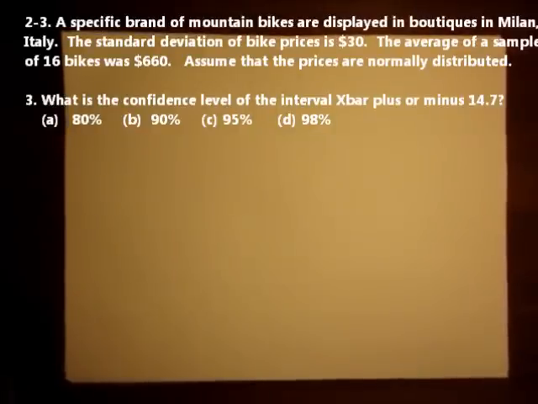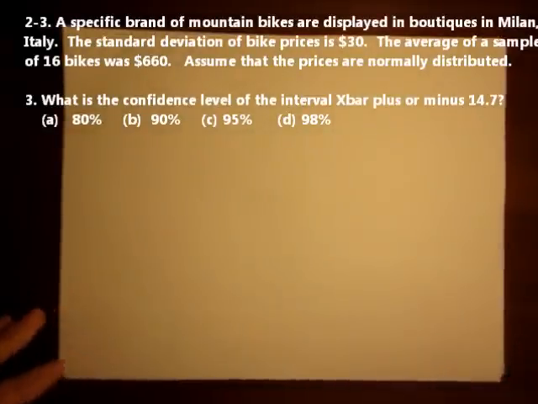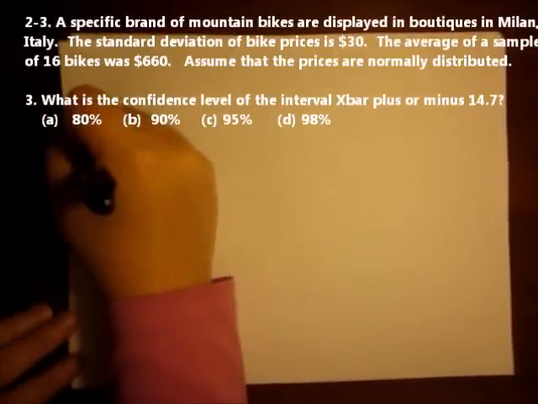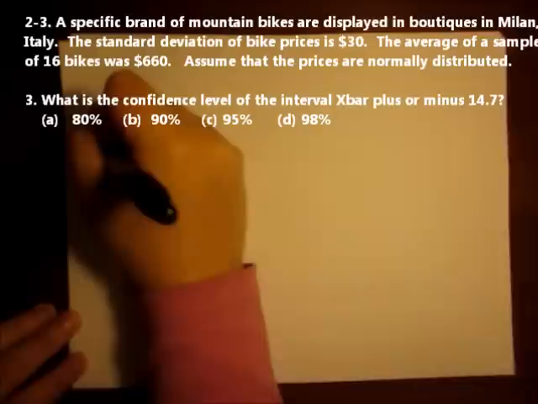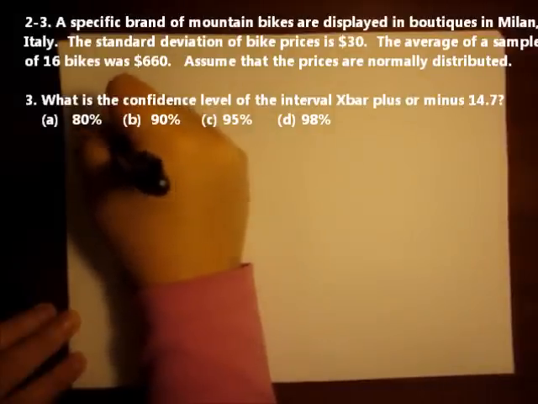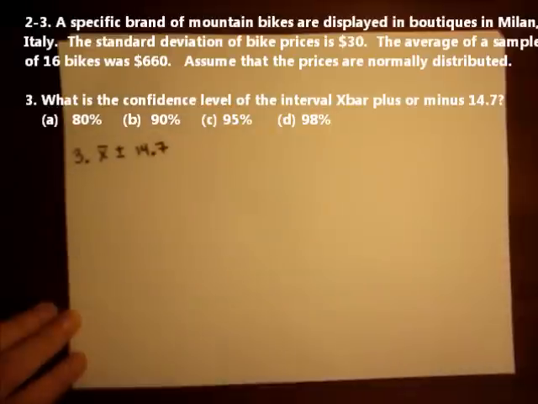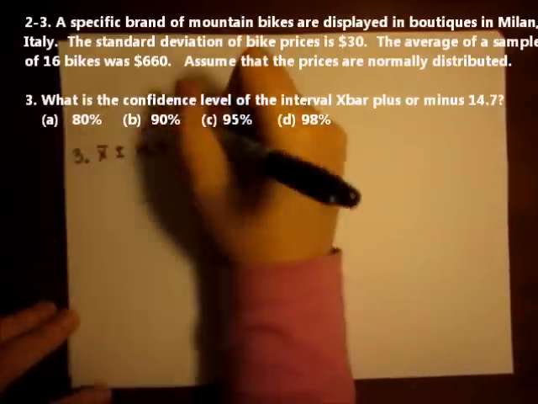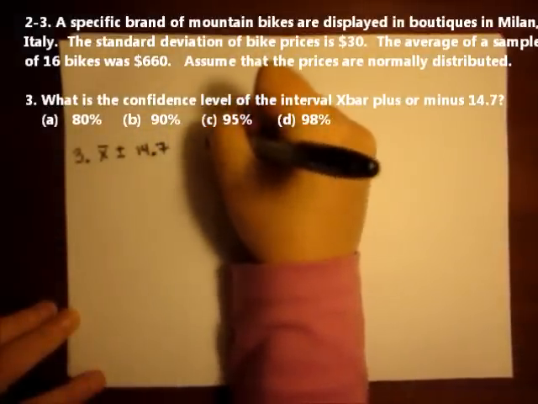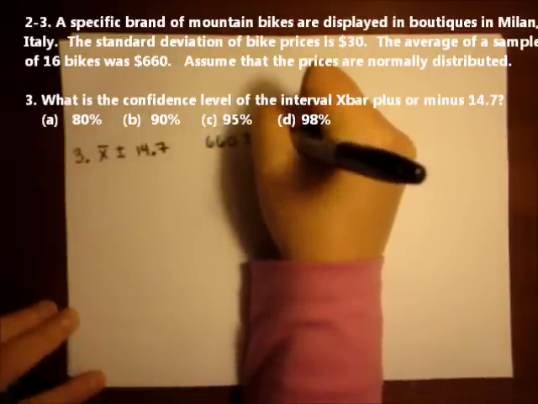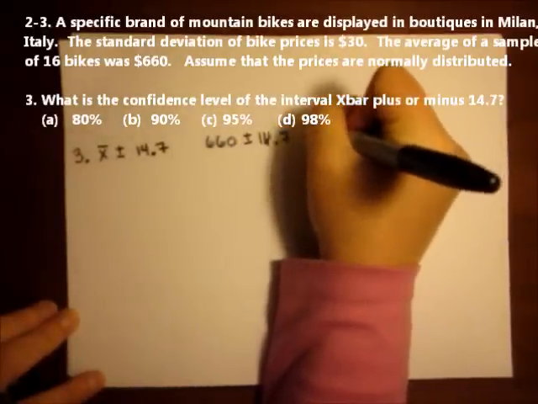Okay, so since number 3 was a multiple choice question, there are more ways to answer it than the conceptual way that we just did. So a way that would involve guess and check, we know that our interval is x bar plus or minus 14.7. And we also know that x bar is 660. So the interval is 660 plus or minus 14.7.